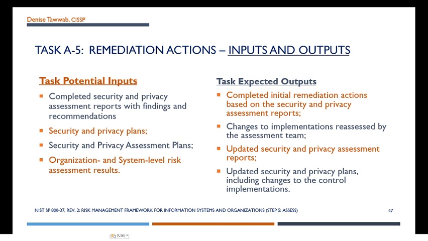Potential inputs to remediation actions are completed security and privacy assessment reports with findings and recommendations, the security and privacy plans, the security and privacy assessment plans, and the organization and system level risk assessment results. Now, the expected outputs from remediation actions, any remediation actions that you have to take after the initial assessment, are completed initial remediation actions based on the security and privacy assessment reports, changes to implementations reassessed by the assessment team, updated security and privacy assessment reports, and updated security and privacy plans, including changes to the control implementations.